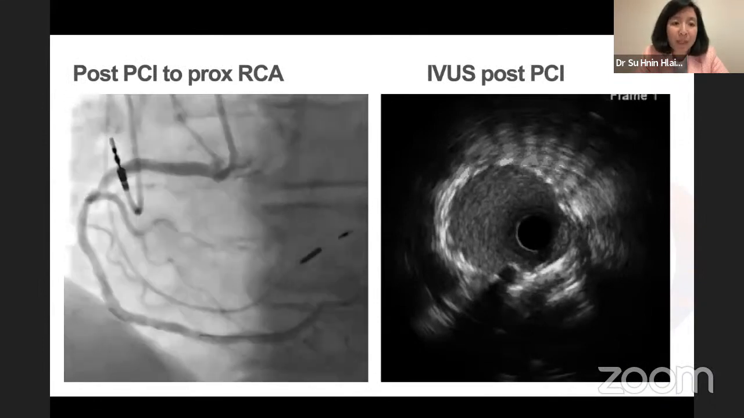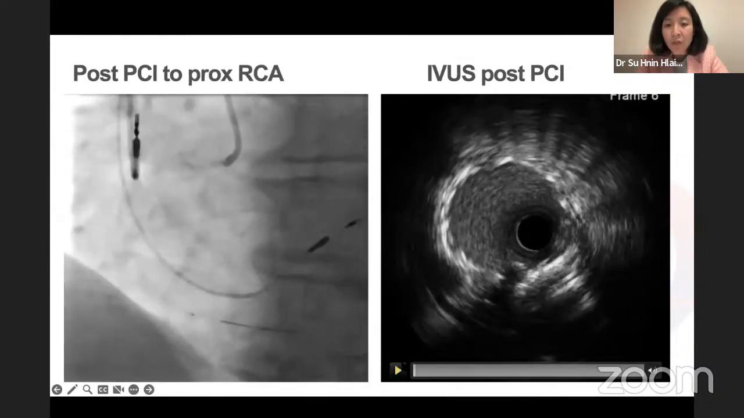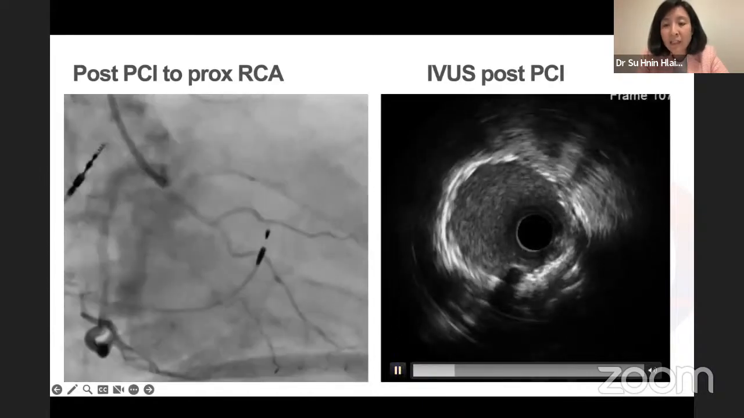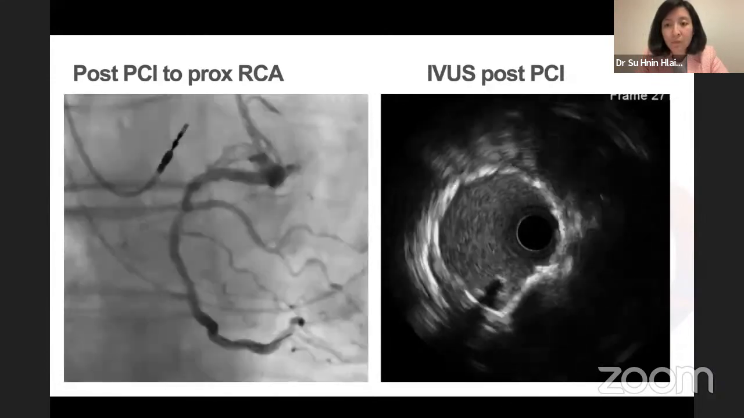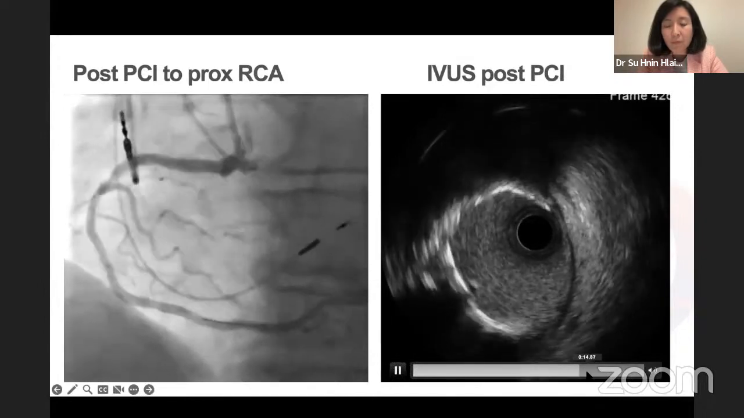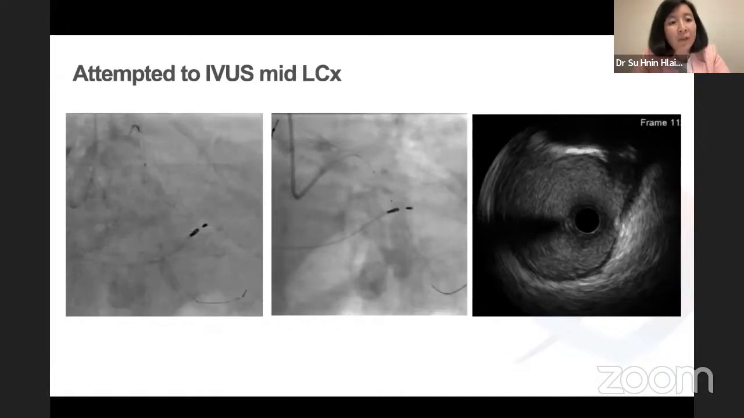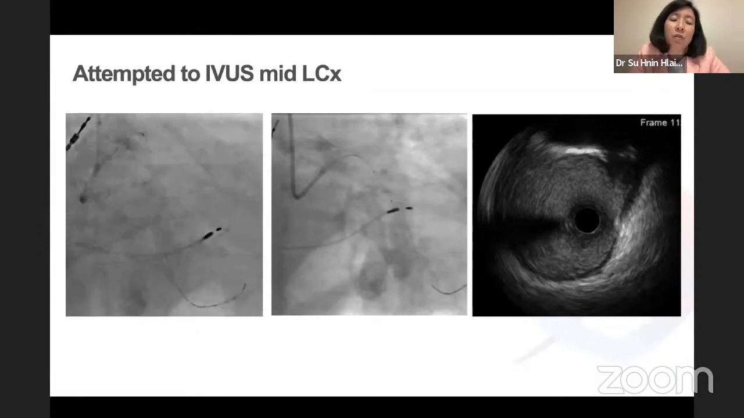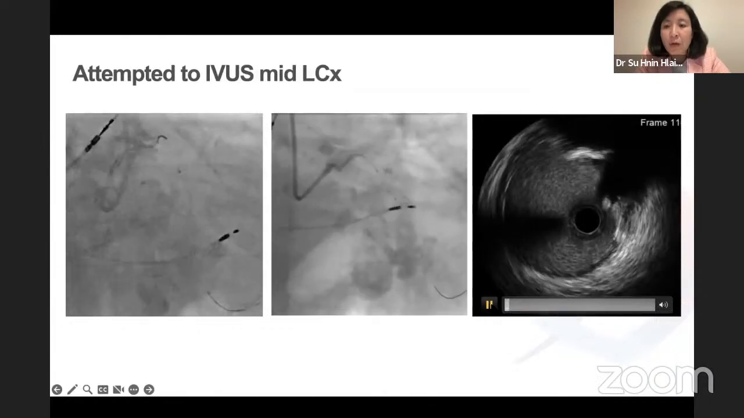So this is the post-PCI to the proximal RCA, and we did the IVUS post, which showed the stent is well apposed, expanded well, and no dissection. So we move on to the mid second flex. We attempted to do the IVUS in the mid second flex, but because of the angle, the IVUS could not cross the lesion. But we did IVUS to the proximal part.